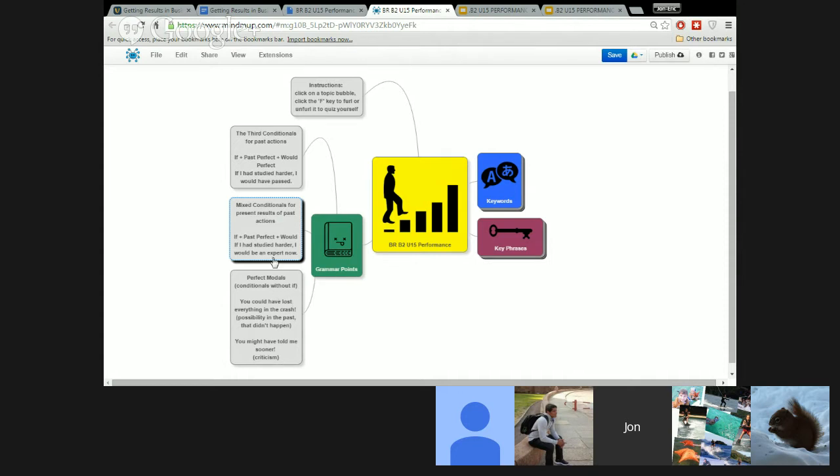So let's look at an example of each. If I had studied harder, I would have passed then. Third conditional. If I had studied harder, I would be an expert now. That's mixed because it has if I had studied with not would have, but just would without the have. So it shifts from the past to the present. Finally, you can get rid of the if. I don't have an example of this, but I can tell you.